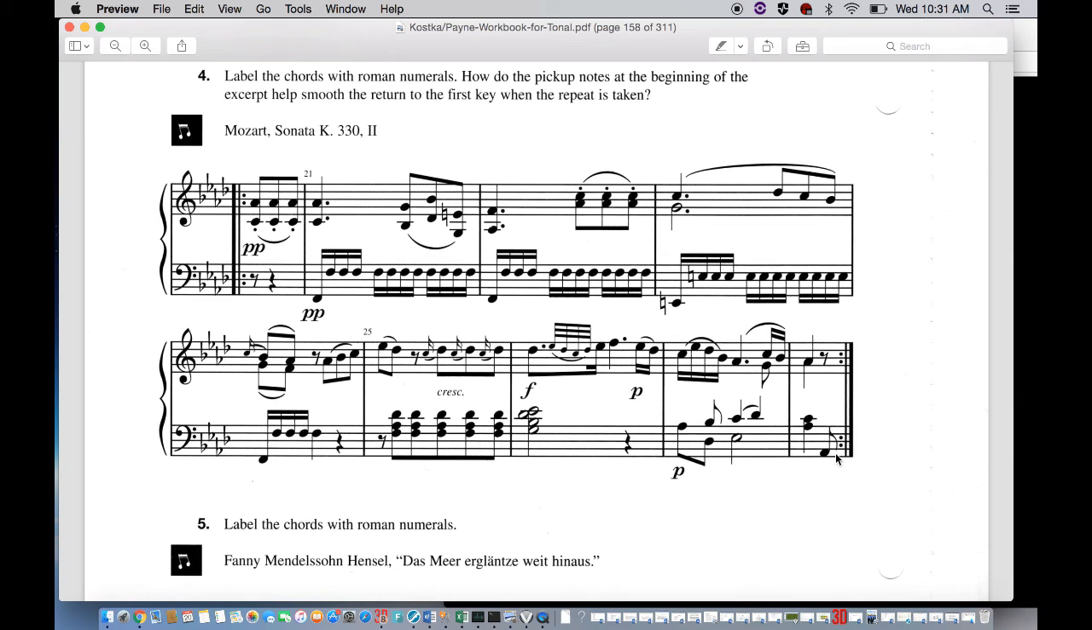Another way would be, okay, I'm going to look at the very last chord. What is this chord? Well, there's a good chance that that's where we're modulating.